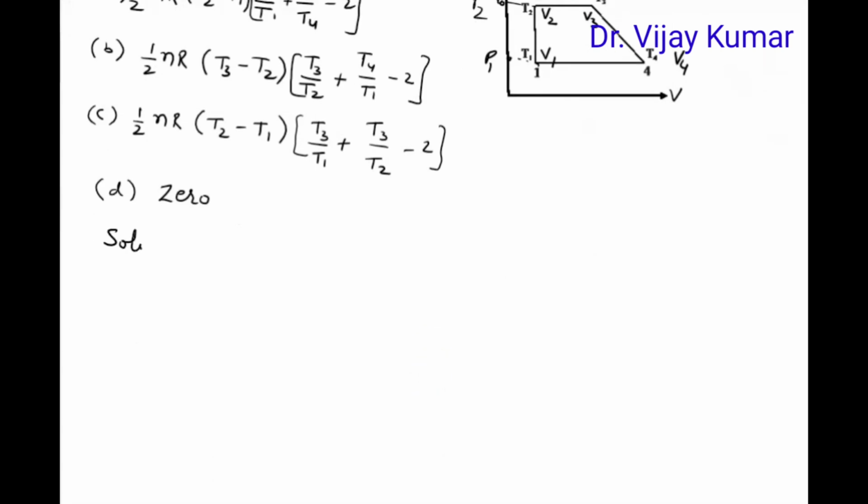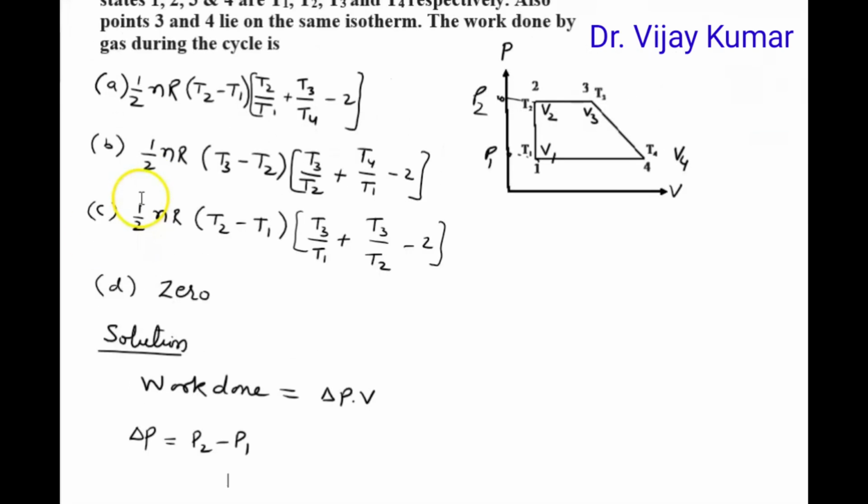Solution of this problem, in which we have to determine the total work done. And we know that in a PV diagram total work done should be delta P into V, where V is the average, and delta P we can determine: there are two pressures, P1 at this point and P2 at this point, so change in pressure is P2 minus P1.